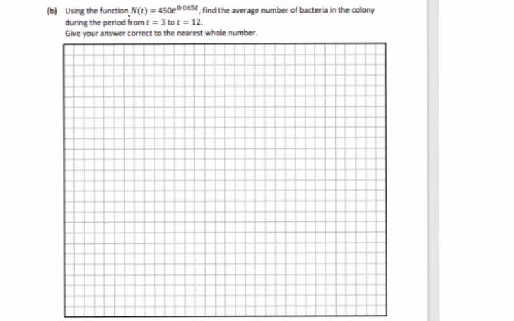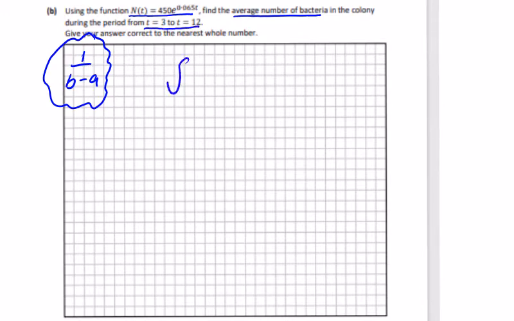Part B to this question, same function. Find the average number of bacteria. So the average value, 1 over B minus A, is the key to this one. We integrate the same way when T is between 12 and 3. So we're integrating between 12 and 3, 450 E to the power of 0.065 T with respect to T. So dt.